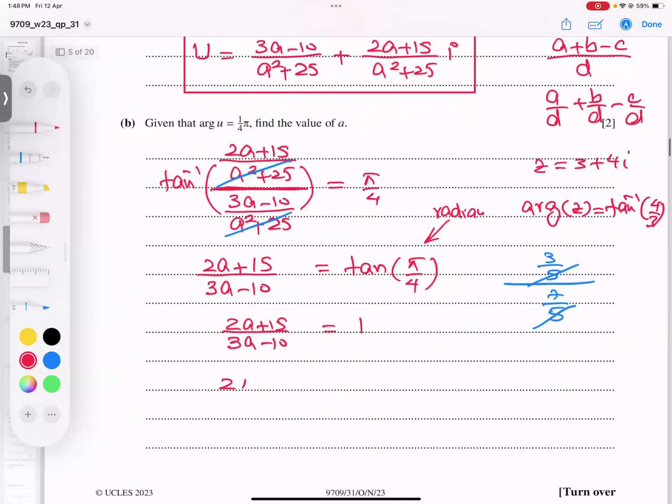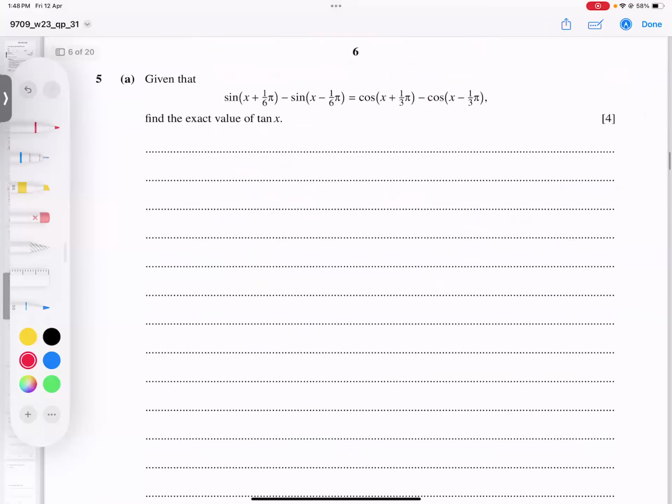So students, 2a plus 15 is equal to 3a minus 10. This will go there, and I got a single a, because out of 3a, 2a is subtracted, and 10 comes here, we get 25. I hope the concept is very clear. So Alhamdulillah, a is equal to 25. So let's go for the next question.